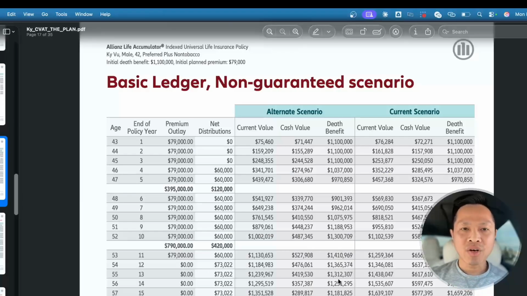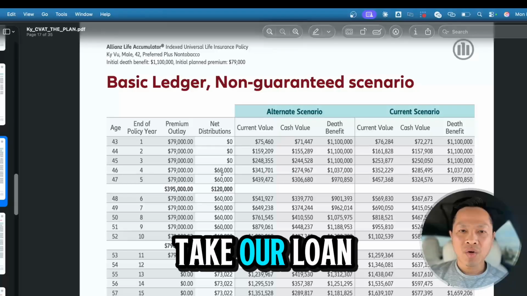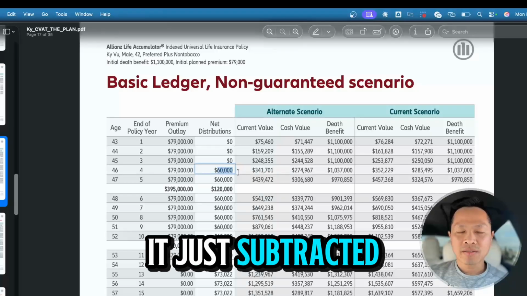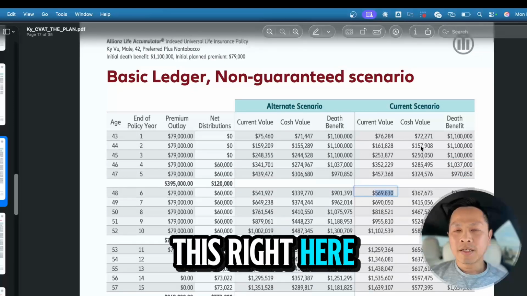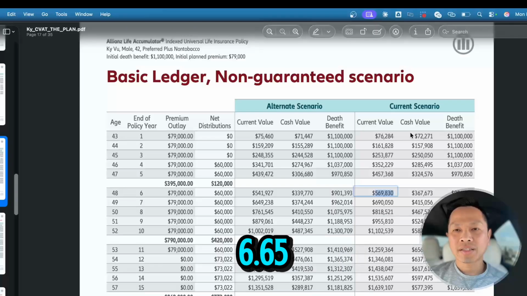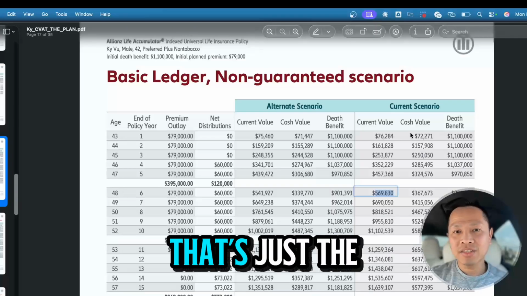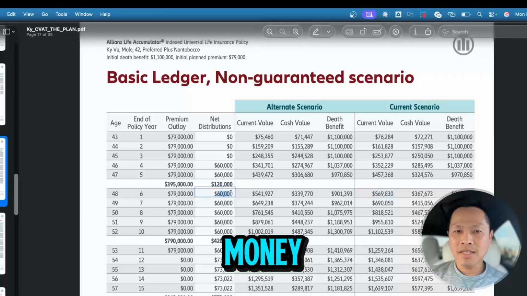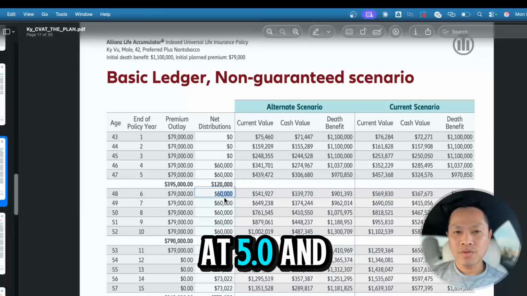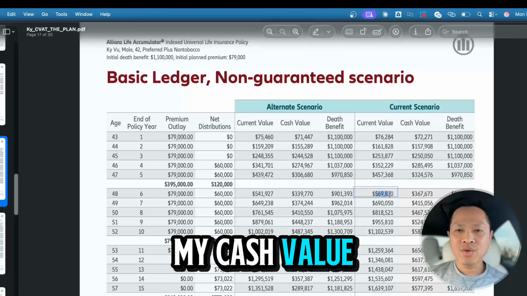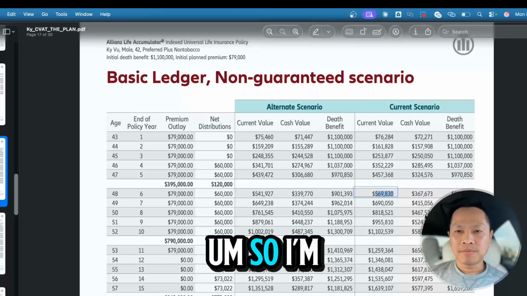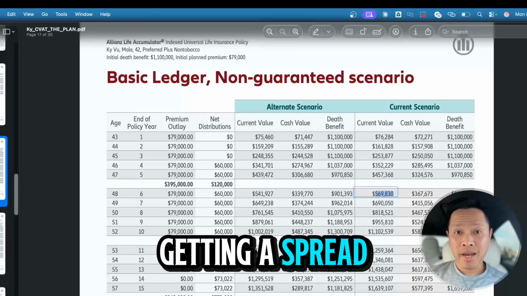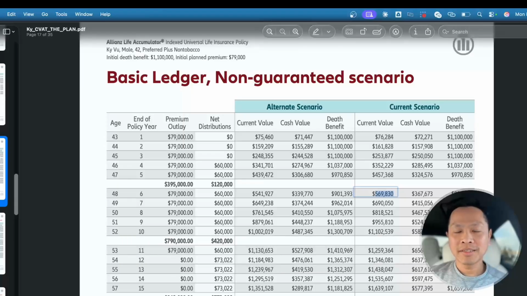So how the IUL loan works is that each time you take out a loan, it just gets subtracted from the death benefit. So to borrow 60,000, it's just going to subtract from that. So your death benefit is going to go down. This right here is projected to grow at 6.65. That's not guaranteed. That's just the projected. When I borrow money, the loan is at 5.0, and my cash value is growing at 6.65%. So I'm getting a spread for borrowing money.